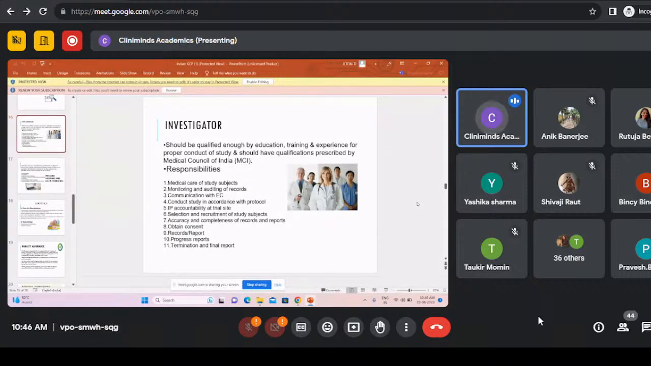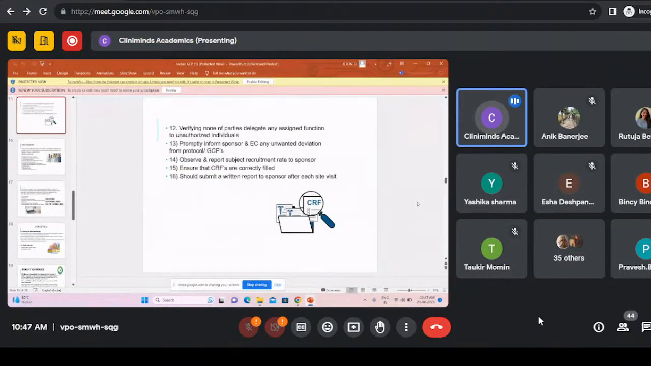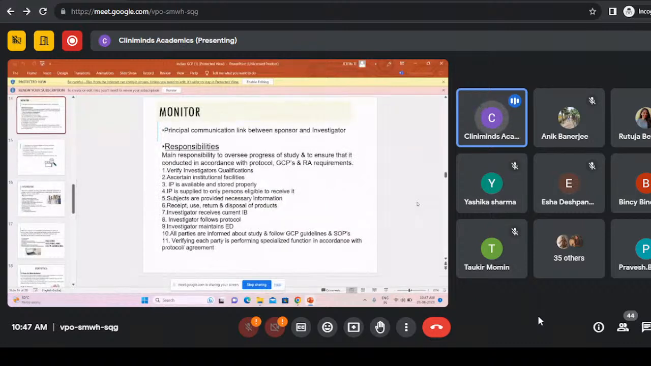Then we also discussed some of the responsibilities of the monitor, right? So who is a monitor? The monitor is a link between the sponsor and the investigator. The monitor is checking whatever study related activities are being performed, like how the studies are done, and whether they are done as per the protocol, GCP and regulatory requirements.